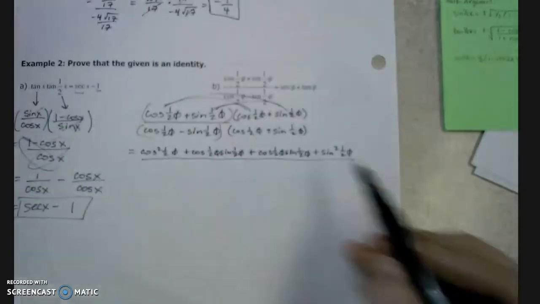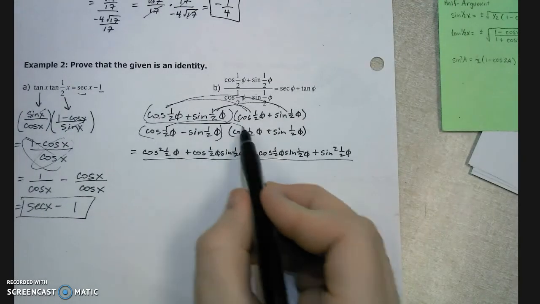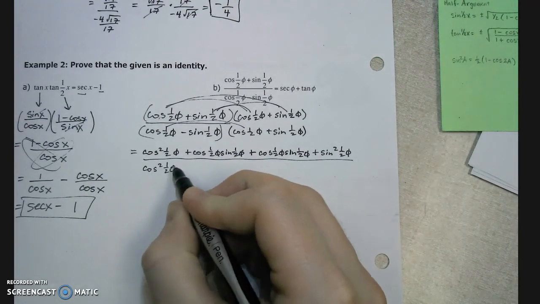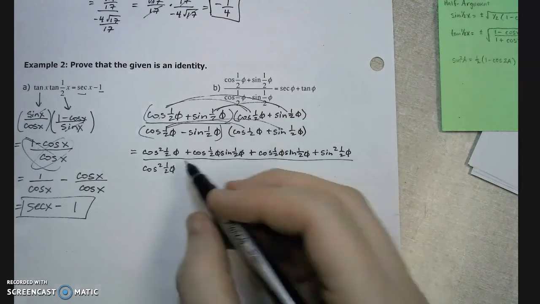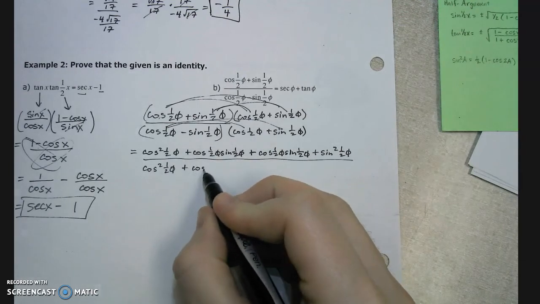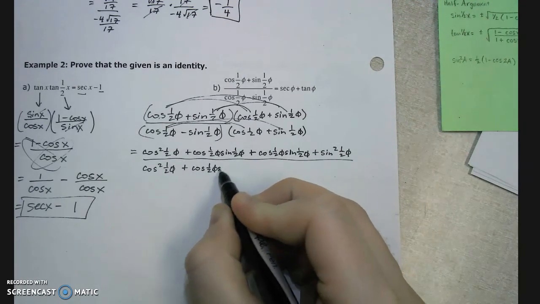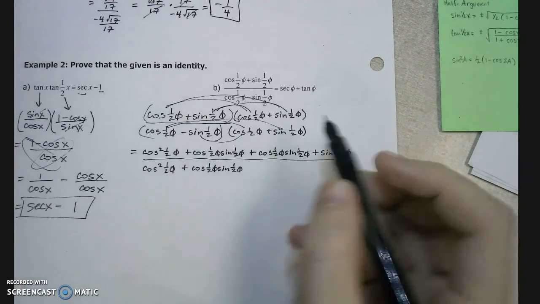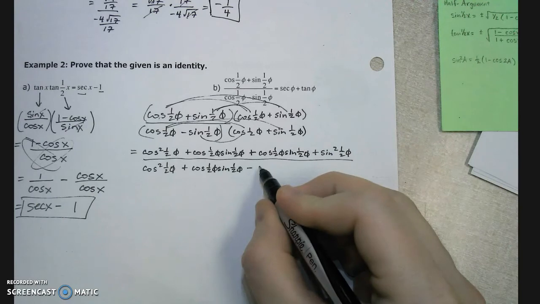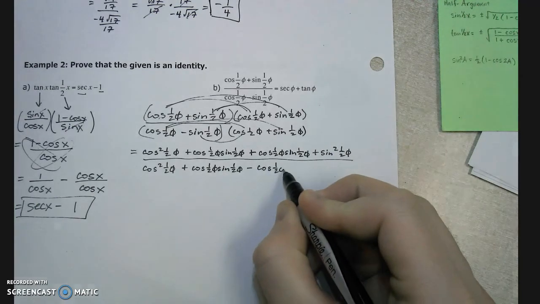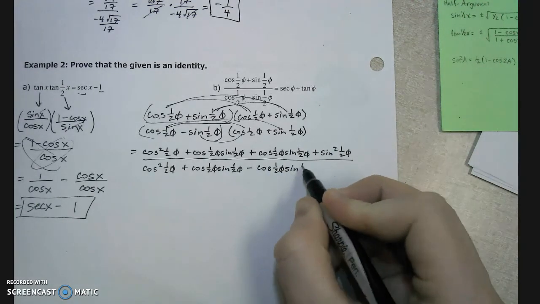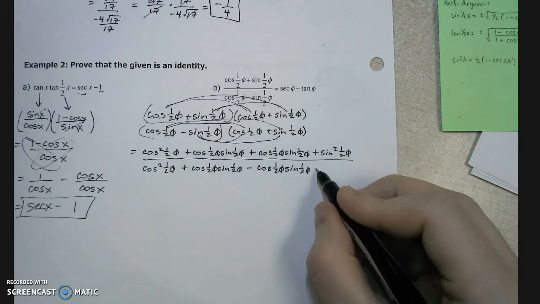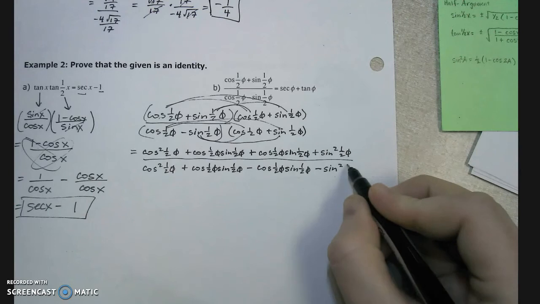All over. Bottom we do the same thing. It'll be cosine times cosine is cosine squared. Cosine times sine is positive cosine sine. Then I've got negative sine times cosine, so negative cosine 1/2 phi, sine 1/2 phi. And then I've got negative sine times positive sine, which is negative sine squared 1/2 phi.